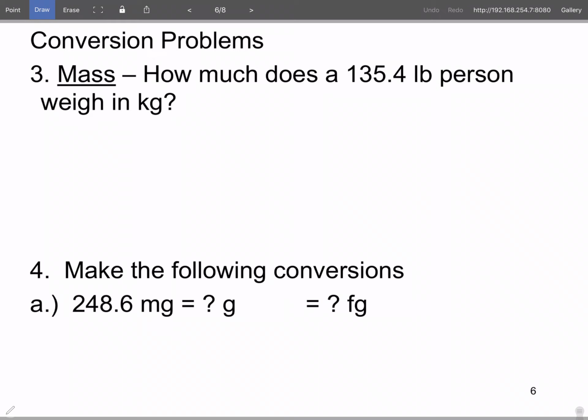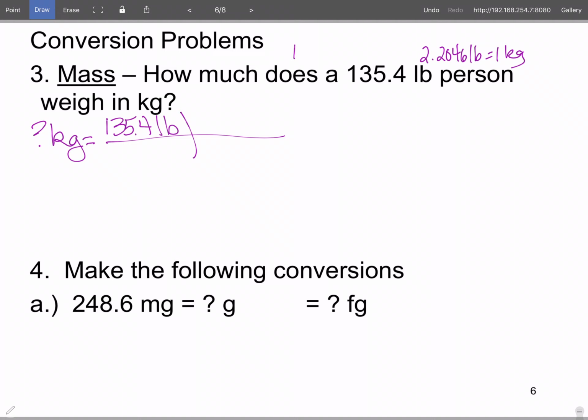All right, so here we go. We've got a weight, and we need it in kilograms. 135.4 pounds. And this is one where the two conversions that are easily found are 2.2046 pounds is equal to 1 kilogram. And the other conversion that's easily found is 1 pound is equal to 453.59 grams. And that seems to be a favored one. So 1 pound is equal to 453.59 grams.